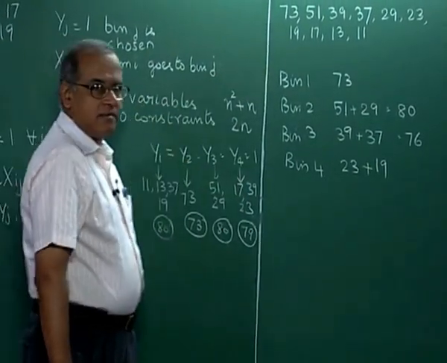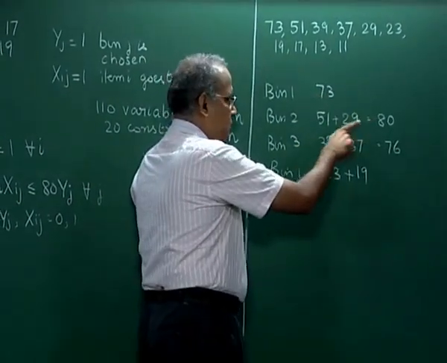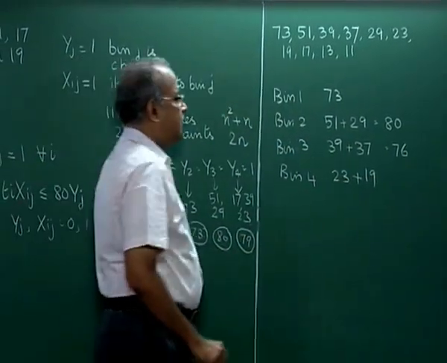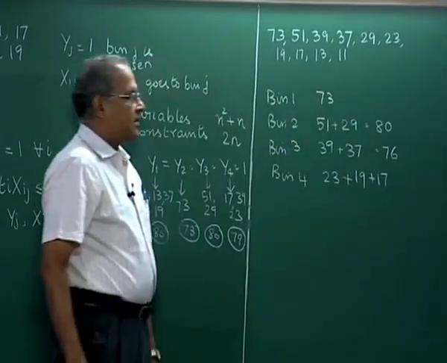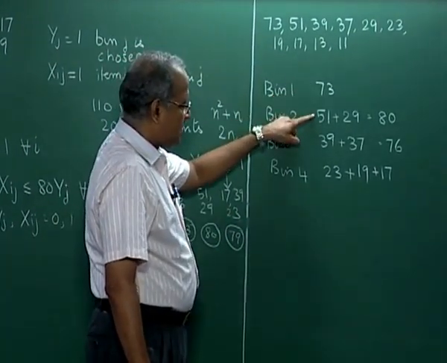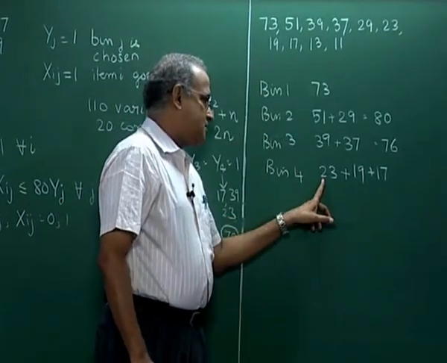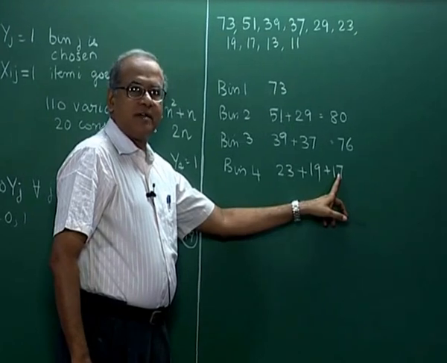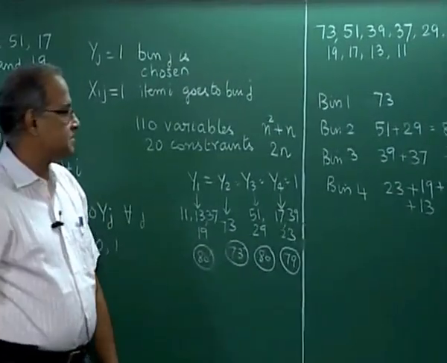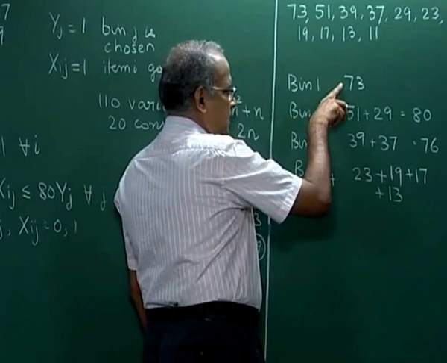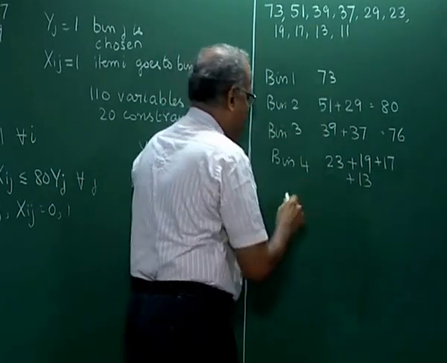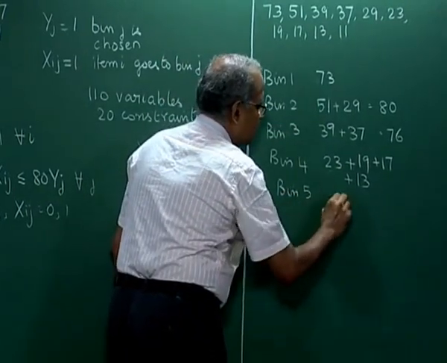Now, take the item with 17, it still will not go because this will be 90, it will not go into this bin, it will not go into this bin, it will go into this bin. 23 plus 19 is 42, 42 plus 17 is 59, so it will go into this bin. Now, look at the 13, it will not go into this bin, it will not go into this bin, it will not go here. Here it is 23 plus 19 is 42, 42 plus 17 is 59, 59 plus 13 is 72, so it will go into this bin. And then take the last one, it will not go here, it will not go here, it will not go here. This is 72, so it will not go here, so create a fifth bin with 11.